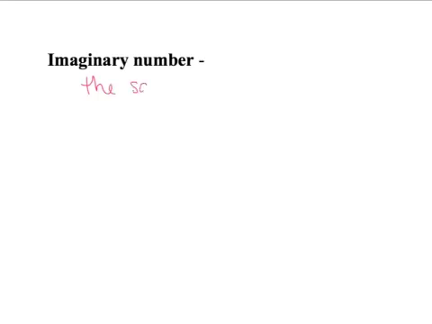The square root of negative 1. And we call this i. i is going to represent the square root of negative 1. And it's the same thing as pi. Pi represents a value. e represents a number. You have all these letters that represent values, and that's no different than i.